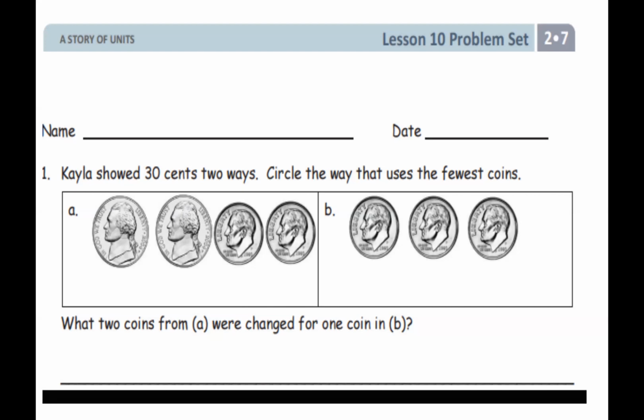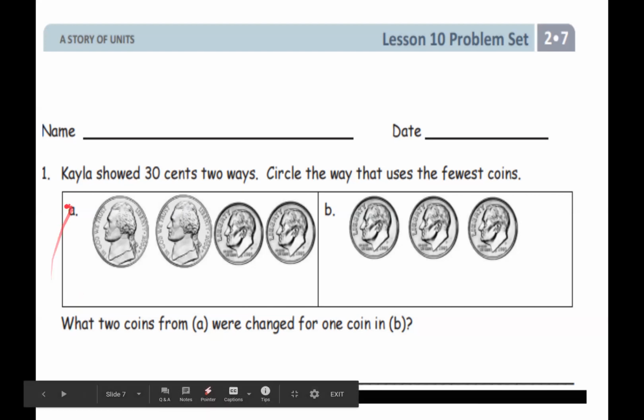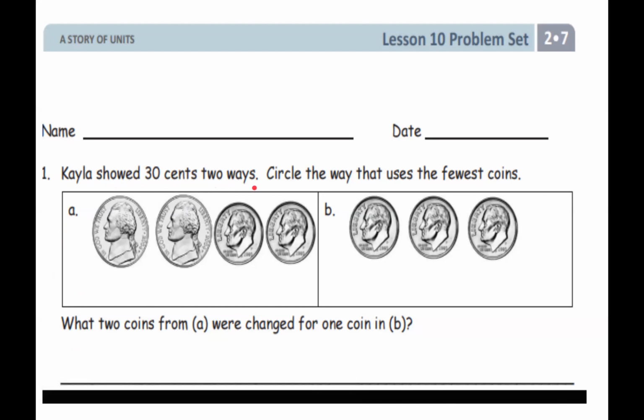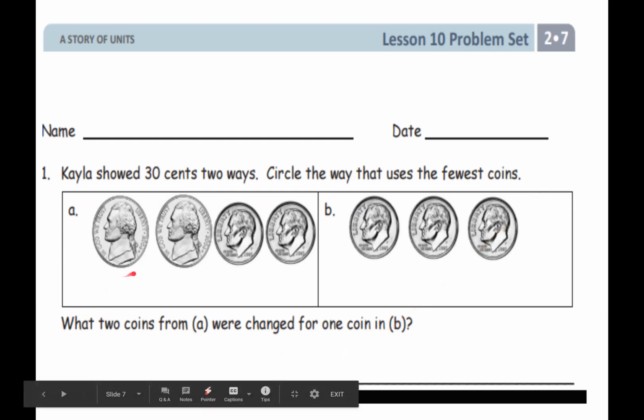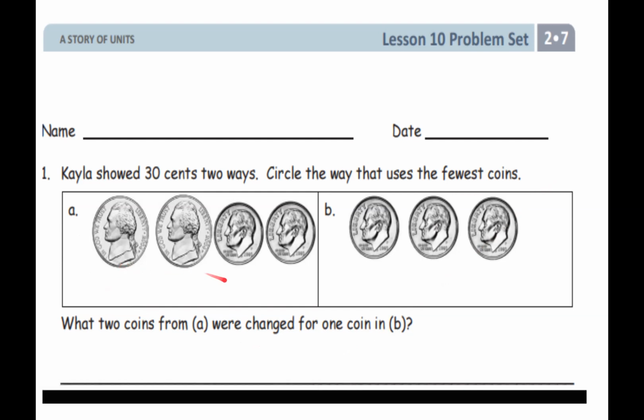Hooray. So our problem, number 1, and the only problem we're going to do today: Kayla showed 30 cents 2 ways. Circle the way that uses the fewest coins. So here are 2 ways. There's part A, and then there's B. These are 2 different ways of showing 30 cents. Now let's look at A and see how Kayla showed 30 cents. So here's A. It looks like a nickel, another nickel, a dime, and a dime.